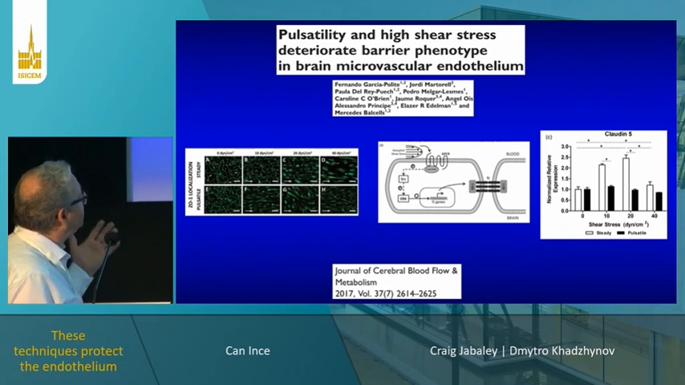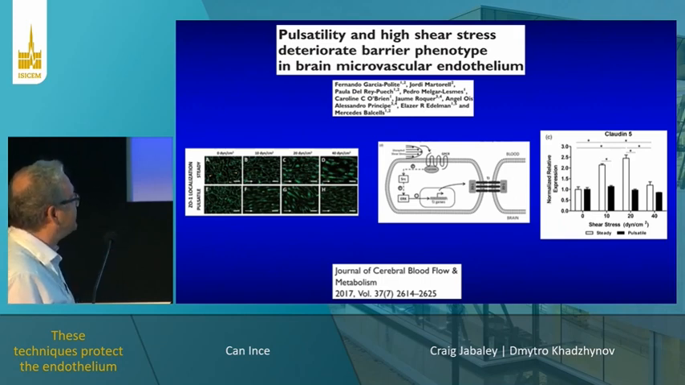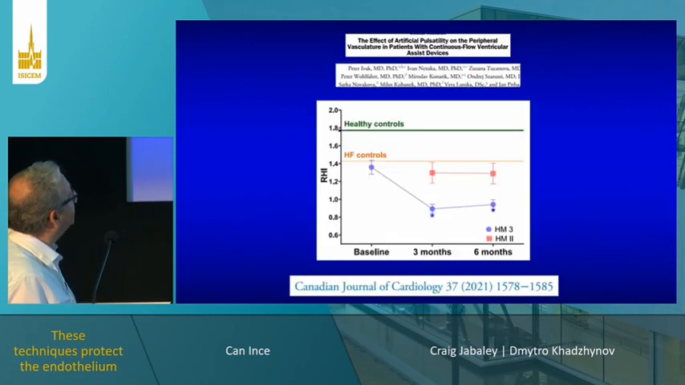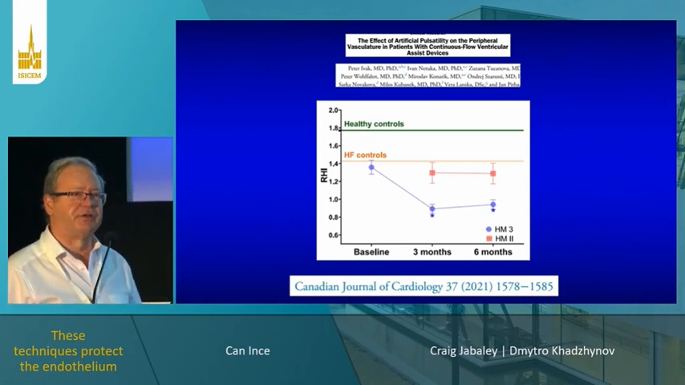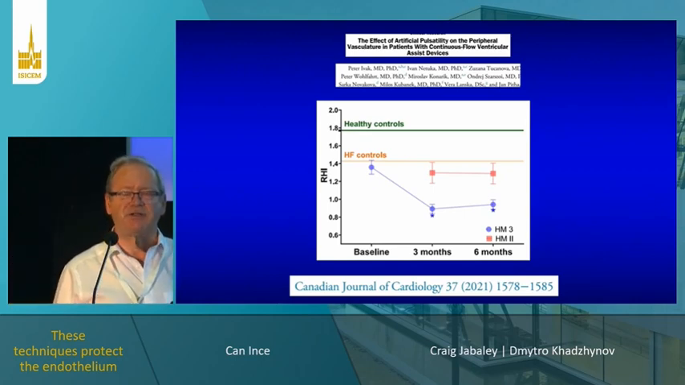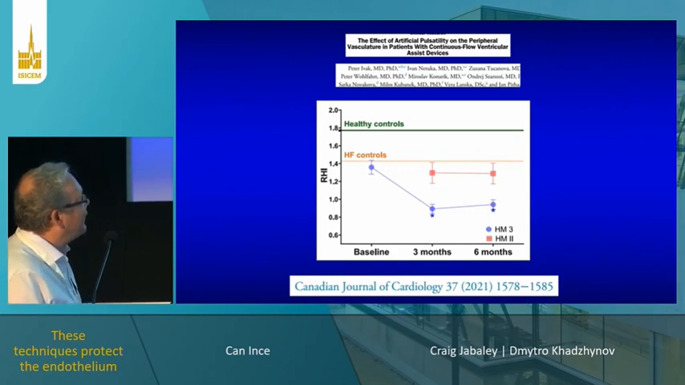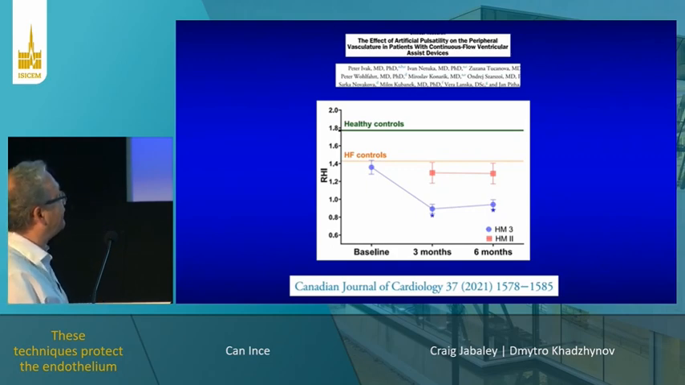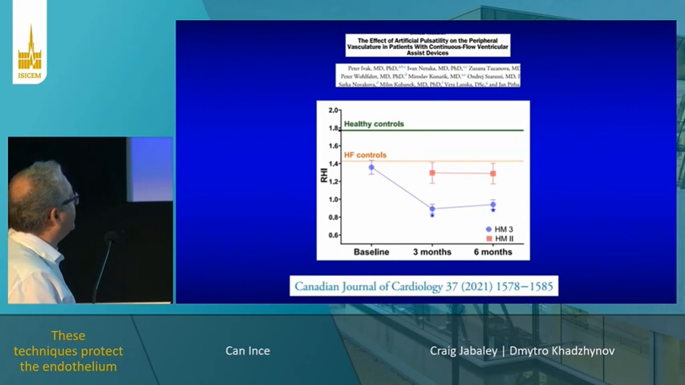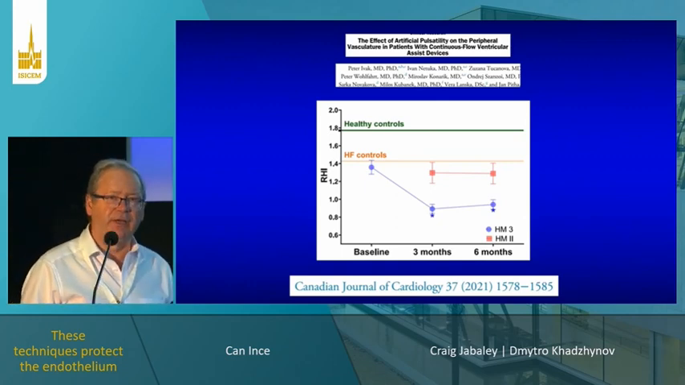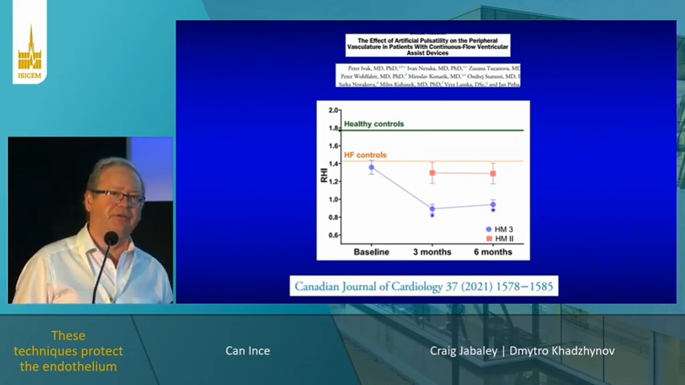And here you can actually see it in cell cultures that that's the case, that these are in endothelial cells. And if you look at the different types of left ventricular assist devices, one with pulsatile and one without pulsatile, there's also evidence to suggest that pulsatile, this is the HeartMate 3, causes a lot more problem with the autoregulation of the endothelial cells.